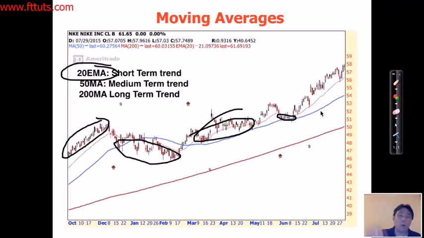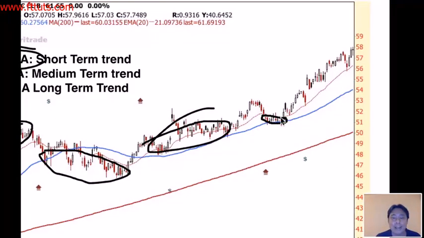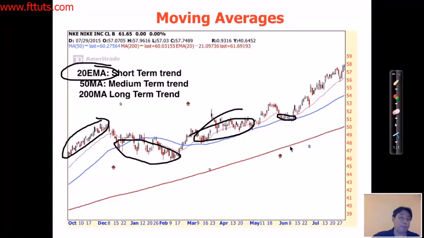Over here, you can see that the price was on a short-term downtrend, but still on a medium-term uptrend. Let me repeat that. Over here, the price was below the 20 EMA, so the price is on a short-term downtrend, but on a medium-term uptrend. Why? Because the price is still above the 50 MA blue line. And the price is also on a long-term uptrend because it's above the red line. So in other words, the price could be on a short-term downtrend, but medium-term uptrend and long-term uptrend. Or it could be on a short-term uptrend and medium-term downtrend and long-term downtrend. So you look at different trends: the long-term, the medium-term, and the short-term.